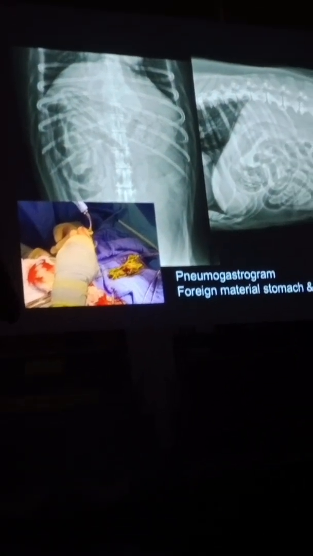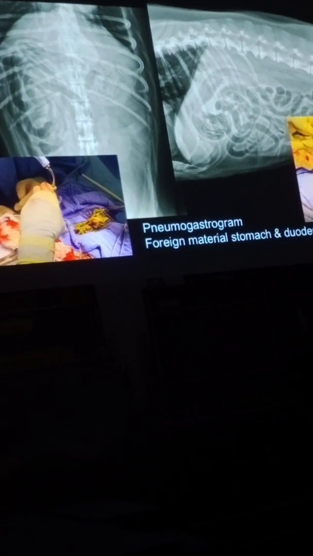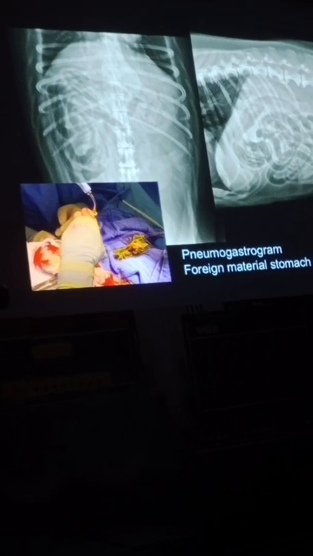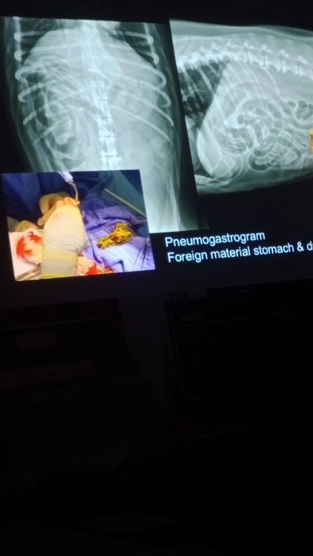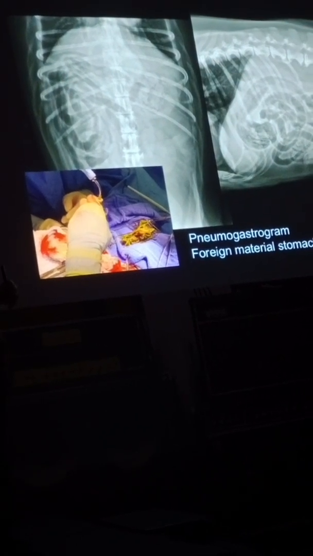So we used the pneumogastrogram, and they went to surgery, and this was the material in the stomach and duodenum. All we did was do an orogastric tube, put in about 12 mils of room air per kilogram of weight, because we didn't have enough air in the stomach. When we have enough air, we'd have seen the problem. So now we've put air in to better define what the stomach wall looks like and the contents.